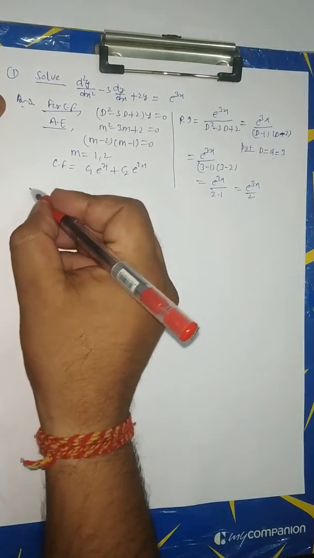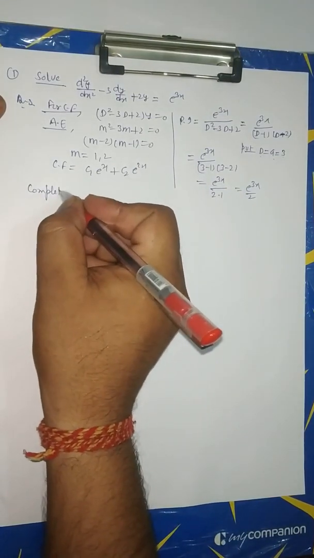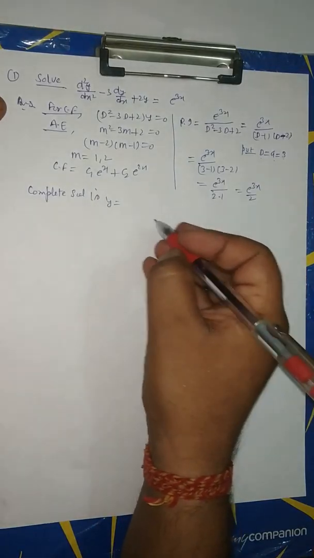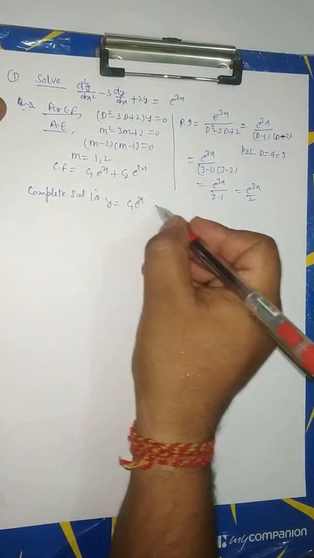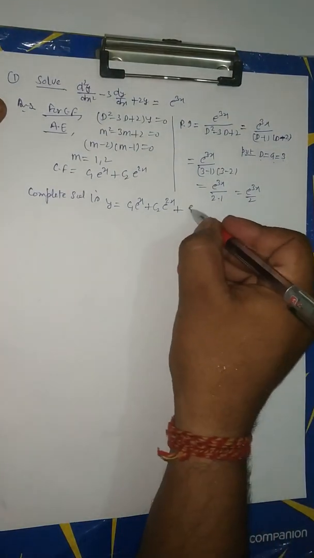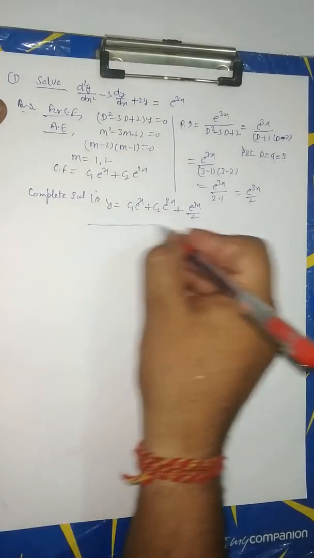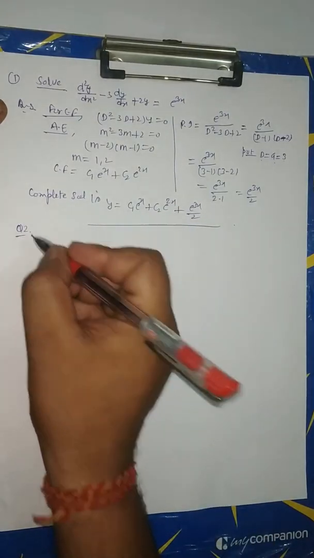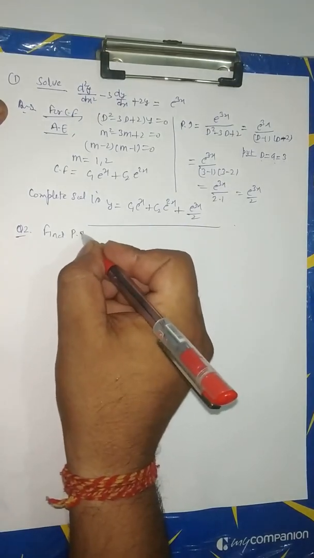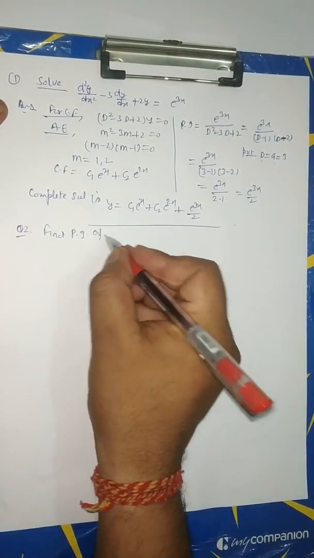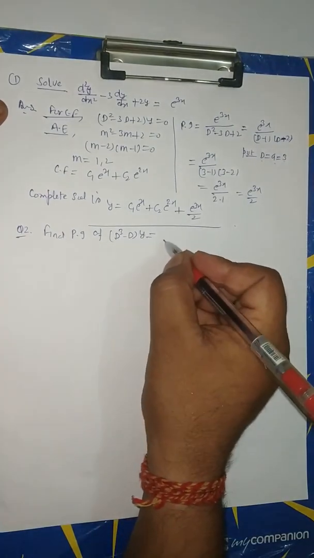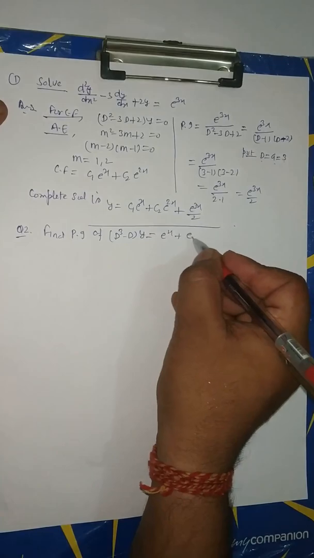Now the complete solution is y equals CF plus PI, that is c1 e to the power x plus c2 e to the power 2x plus e to the power 3x upon 2. Now next problem: find PI of (D cube minus D) y equal to e to the power x plus e to the power minus x.